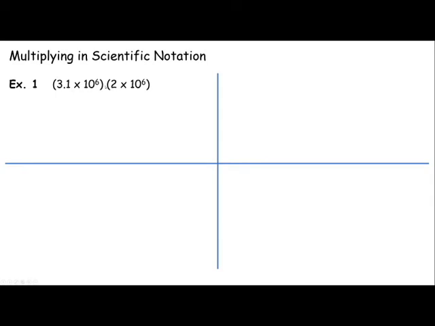10 to the 6th multiplied by 2 times 10 to the 6th. This might be maybe a mass of an object in space, and maybe this is how fast the object is traveling. If you take its speed or rate multiplied by its time, you would end up with the distance that object travels. So maybe I'm a scientist. I want to find the distance it travels.